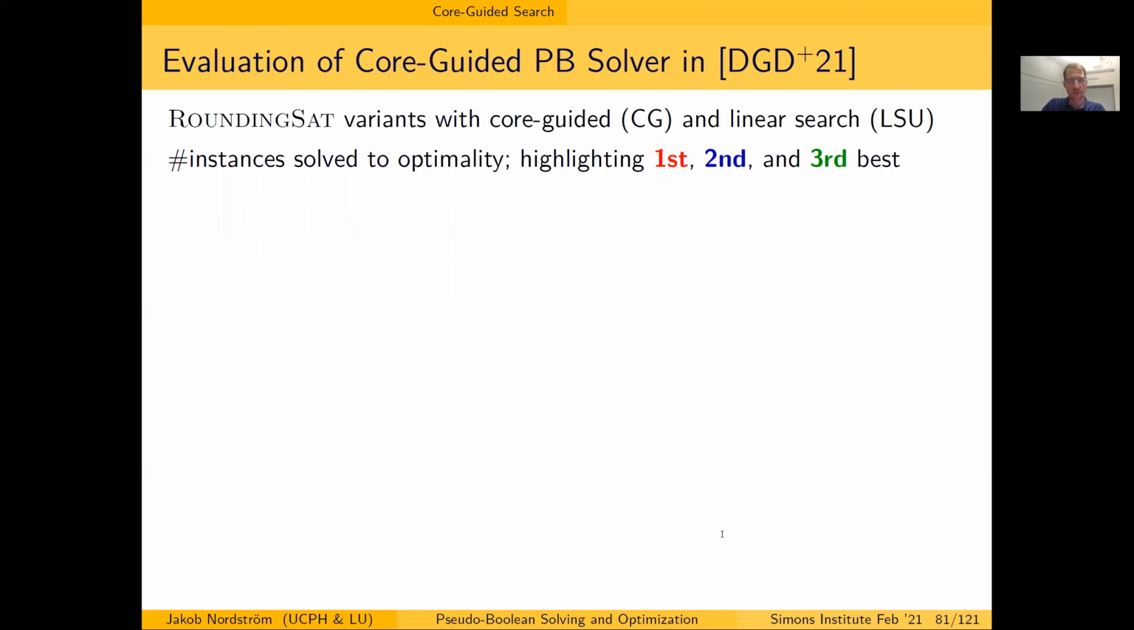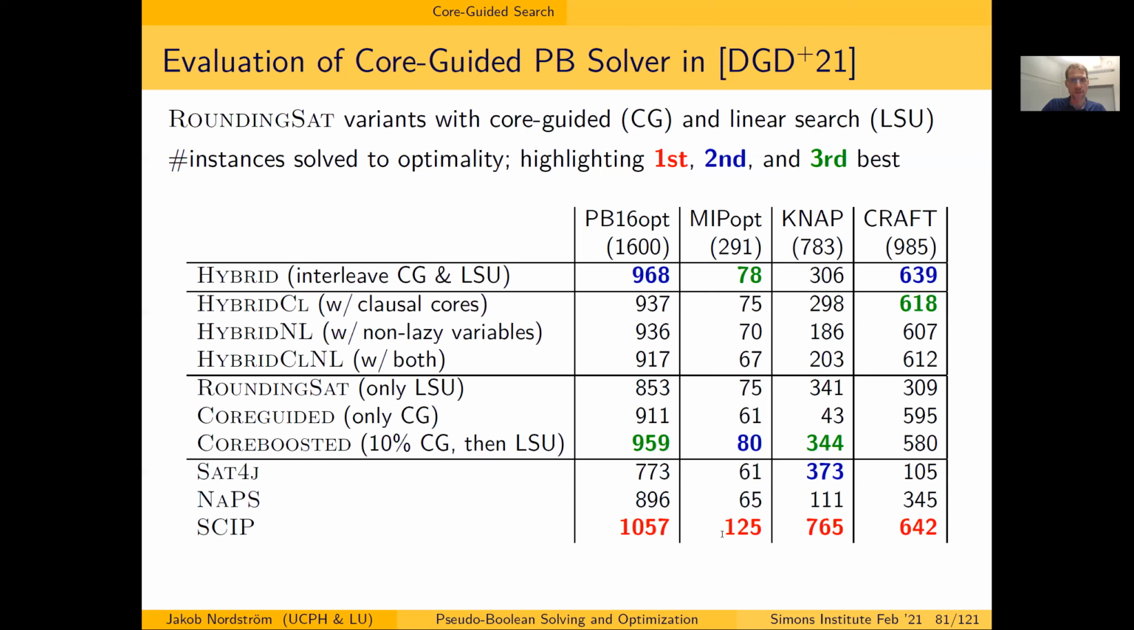Let me present on a bunch of different benchmark families a number of instances that are solved to optimality with different approaches, the best solver configuration in red, then blue, then green. And don't look at the last line of this table for now, just don't look at it. We'll discuss the other lines first.